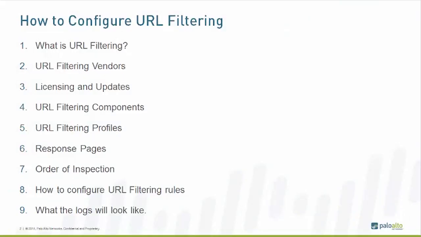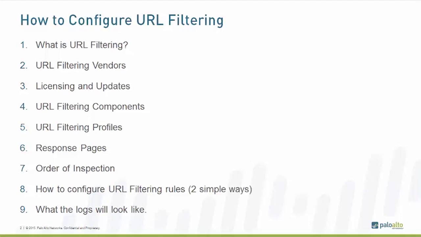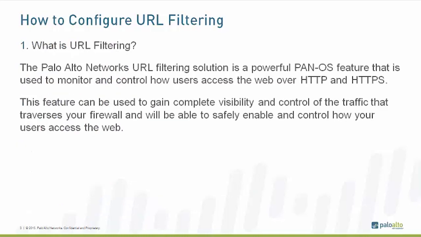We will be covering the following topics in this video tutorial, as we need to understand all the parts that make up URL filtering. The first is, what is URL filtering? Second, URL filtering vendors. Third is licensing and updates. Fourth is URL filtering components. Next is the URL filtering profiles, response pages, the order of inspection. The eighth step is going to be how to configure URL filtering rules, as well as what the logs will look like.